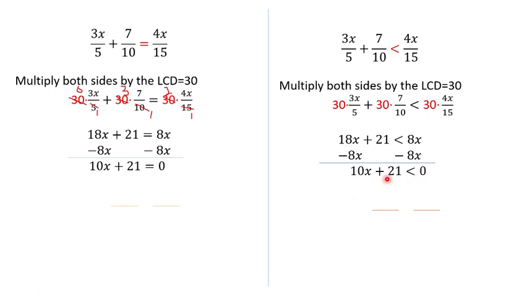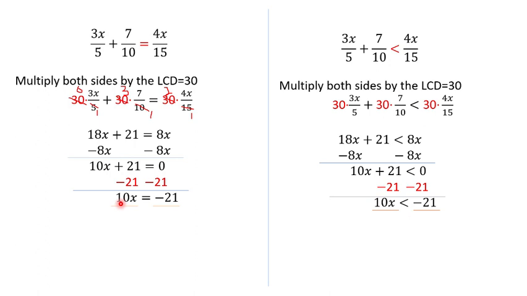We do the same thing for the inequality. Now, because we have a single x term on the left-hand side, let's move 21 to the right-hand side, or you can say we get rid of 21. So we subtract 21. And now we have 10x equals negative 21 for the equation, and 10x less than negative 21 for the inequality.